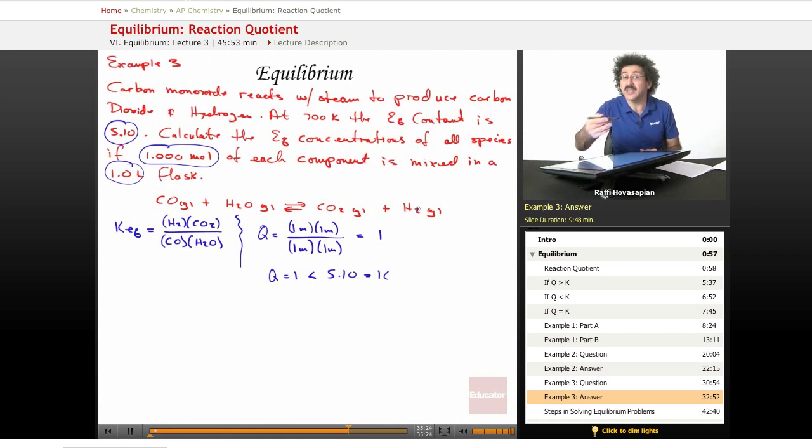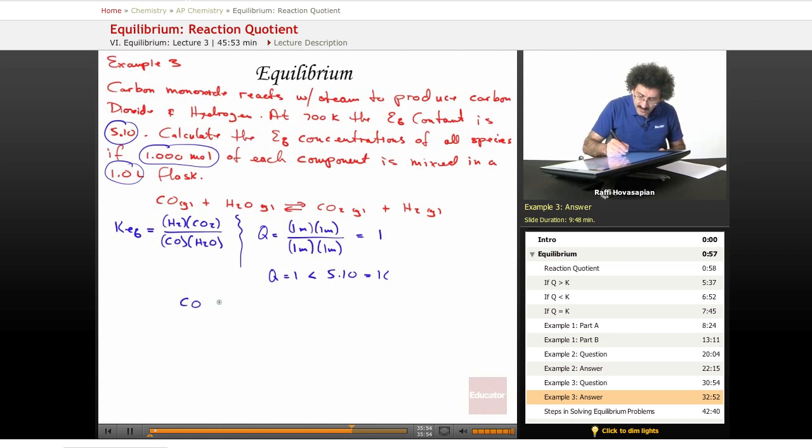Now we can do the actual equilibrium part of this problem. So again, these 1 molar, that came from where we started at that moment. At any given moment, I stick in 1 mole of each in a 1 liter flask, and let me find out what this value is. It's 1, it's less than the equilibrium constant. That means it's going to move forward to the right. Okay. So now let's do our equilibrium part, and we do that by doing our ICE chart.